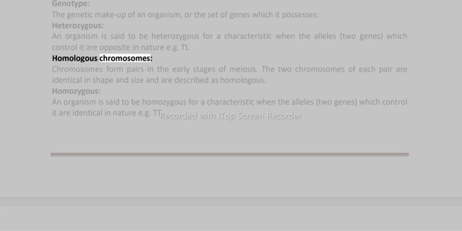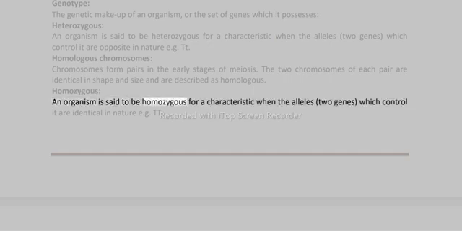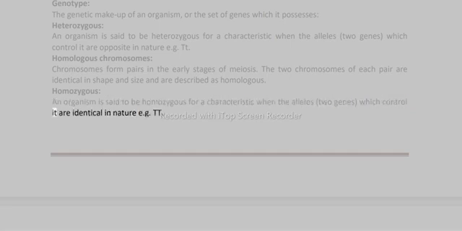Homologous chromosomes. Chromosomes form pairs in the early stages of meiosis. The two chromosomes of each pair are identical in shape and size and are described as homologous. Homozygous, an organism is said to be homozygous for a characteristic when the alleles, two genes, which control it are identical in nature, e.g. TT.